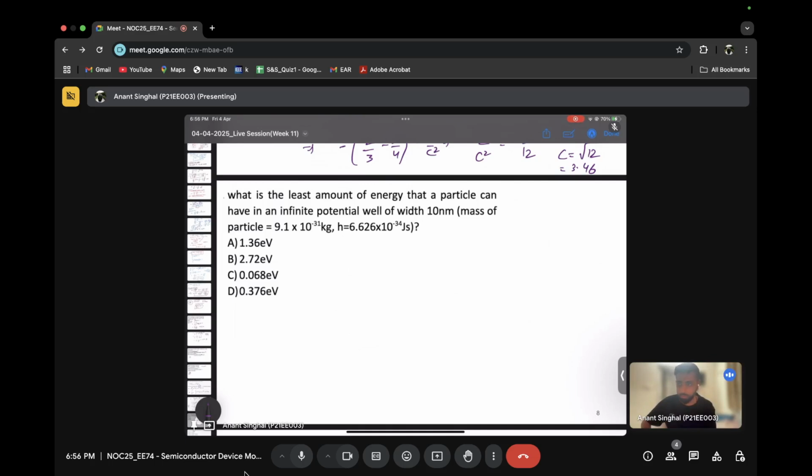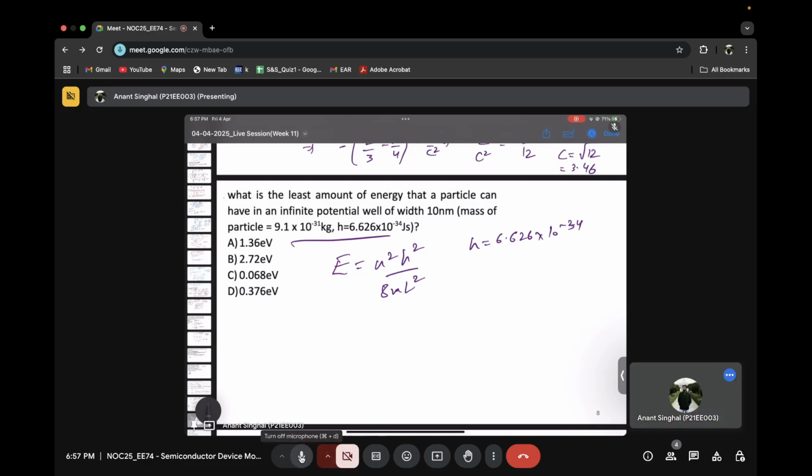Should I wait for 2 minutes, right? The energy is n square h square by 8 m L square. You also need these values. So h is 6.626 times 10 to the power minus 34, and m is already given. Just take 2 minutes and then I'll also solve it.